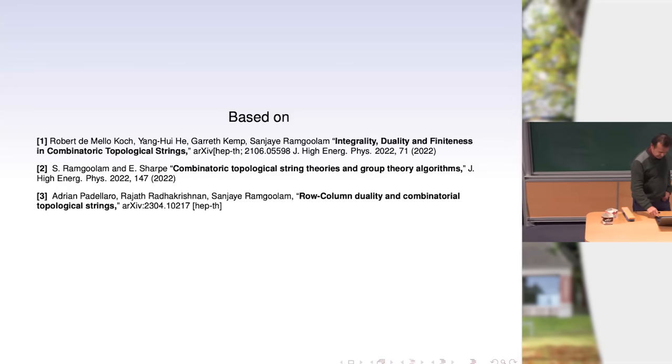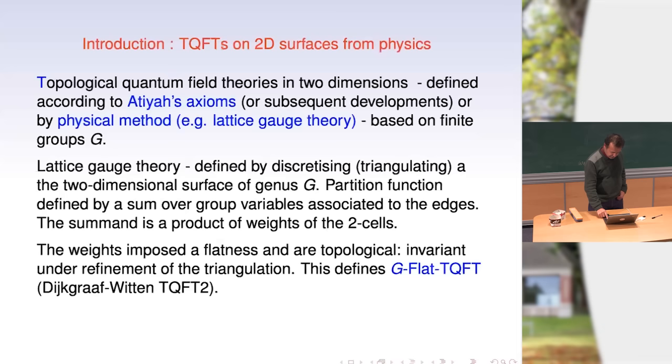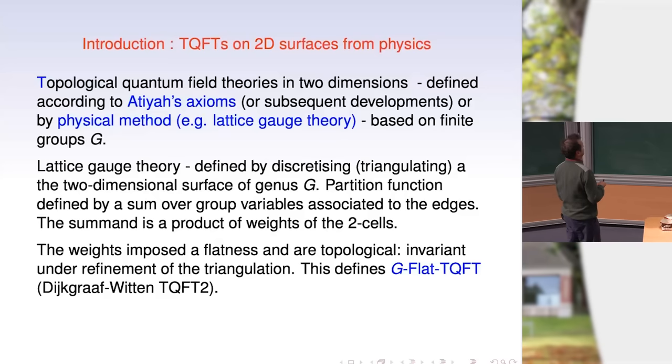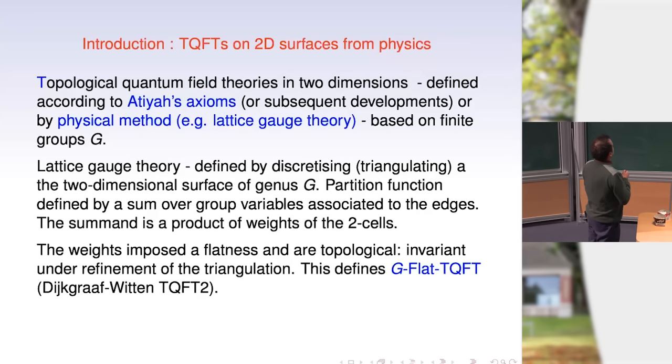So a little bit more concrete about what this all has to do with string theory, but it'll be very concrete stuff having to do with character tables. Topological quantum field theories, in the very simplest setup, 2D surfaces, arise in physics. They are of interest in string theory.